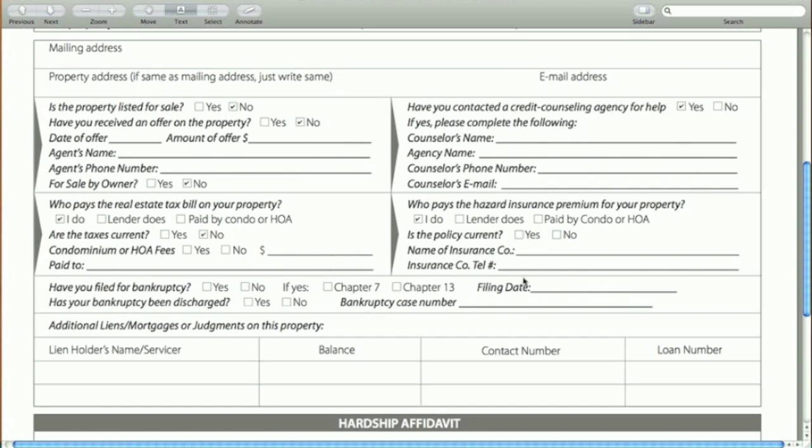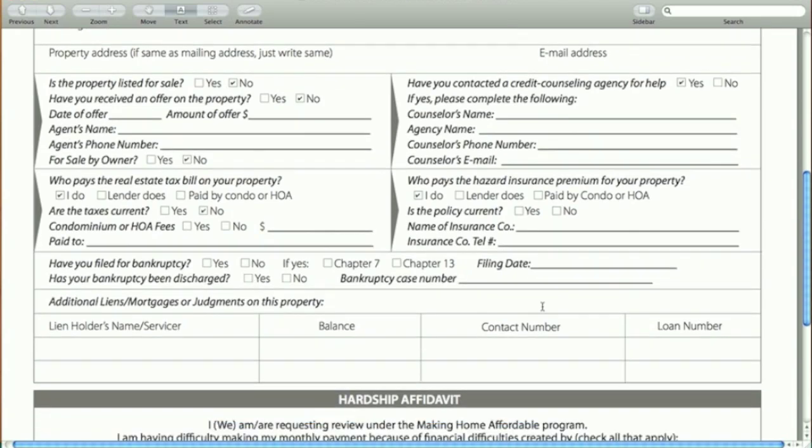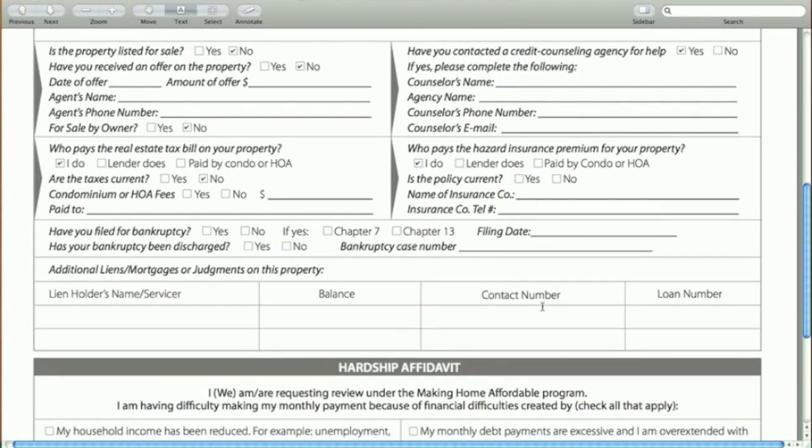Have you filed for bankruptcy? You put that in here. If you have filed for bankruptcy, you need the filing date, the discharge date, whether your bankruptcy has been discharged, and the case number. You need all that information here. If you filed for bankruptcy and you're in the middle of one, a loan modification is still possible. However, the lender is going to need authorization from the courts or from your attorney, giving them authorization to negotiate a loan modification with you.